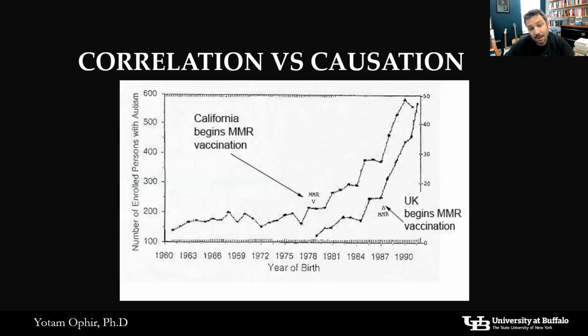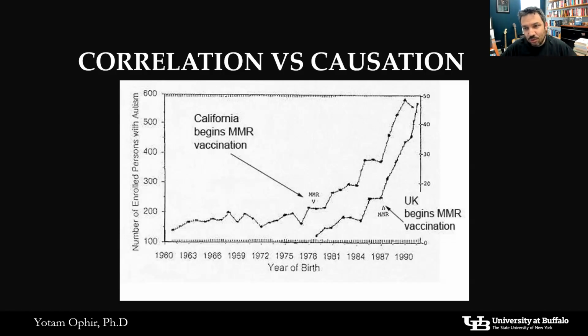What you see here is a correlation that looks very persuasive at first between the number of people diagnosed with autism and the number of people receiving an MMR vaccine. Those are years. You see here, this is when the UK began to use the MMR vaccine, and then this is the autism rate in the UK. This is the autism rate in the US. And again, this is where MMR was first administered. It sure looks a lot as if the MMR vaccine caused the rise in autism.